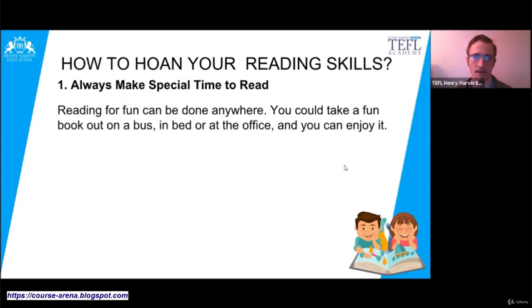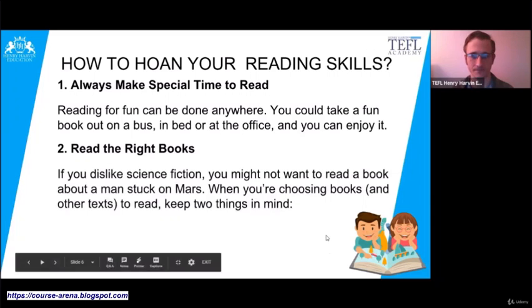And you can take it anywhere. Reading is obviously a very mobile activity. All you need is the material, the book, the phone that your book is on. And read the right books. If you're not interested in science fiction, don't read a book about a man stuck on Mars. If you are interested in fiction, then go to a library, go to any fiction section, talk to a librarian, and you'll find plenty of fiction.